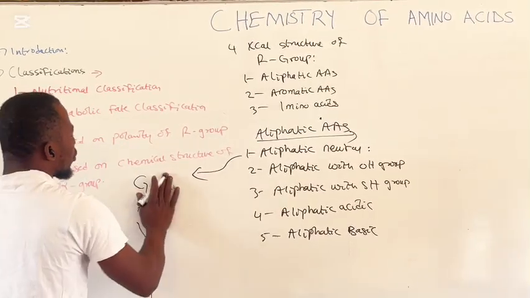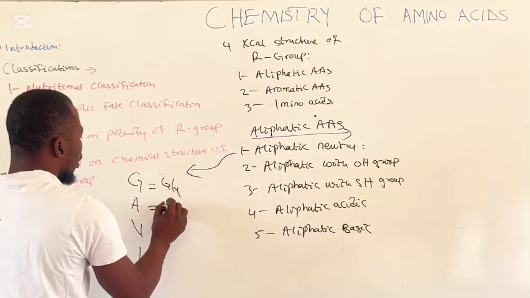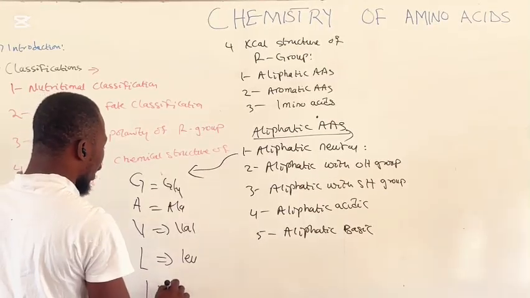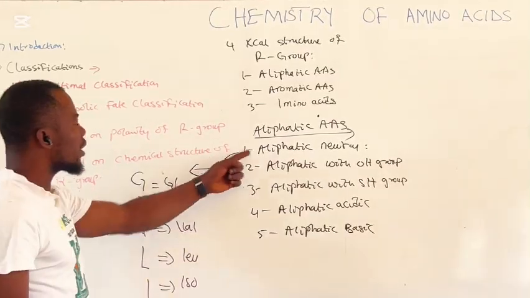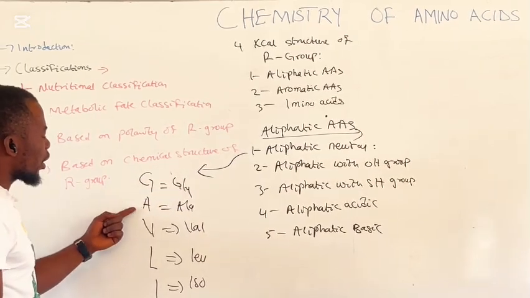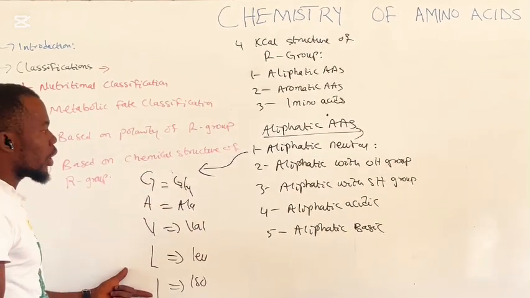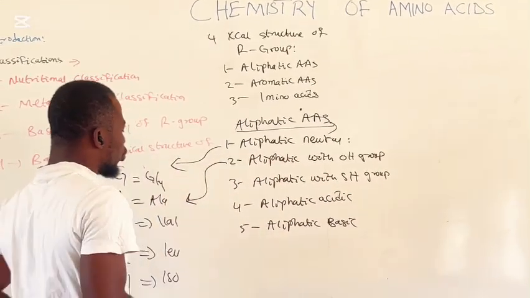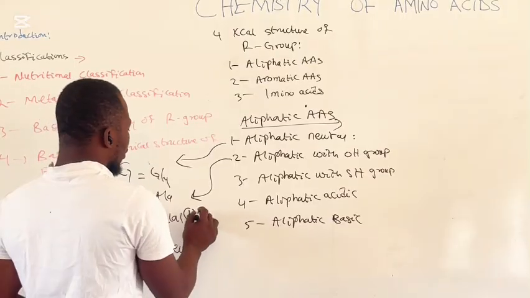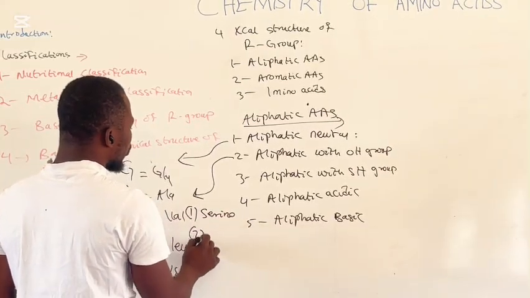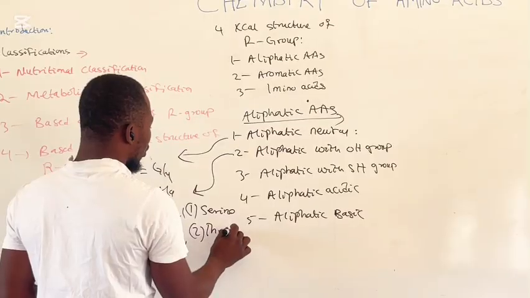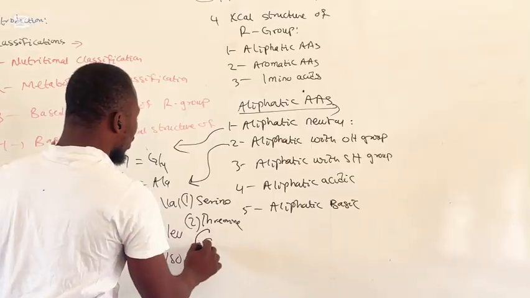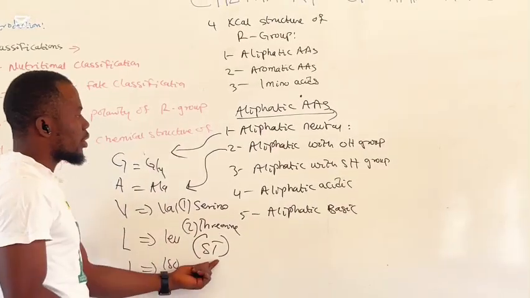where G stands for glycine, A is alanine, V is valine, L is leucine, and I is isoleucine. So the aliphatic neutral includes glycine, alanine, valine, leucine, and isoleucine. Aliphatic with OH group, or aliphatic that contain hydroxyl group, are 1. Serine, 2. Threonine. So serine and threonine are aliphatic with OH group. You can remember using the mnemonic ST, serine and threonine.